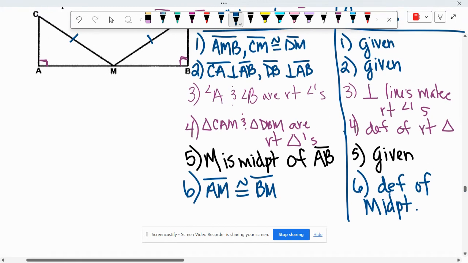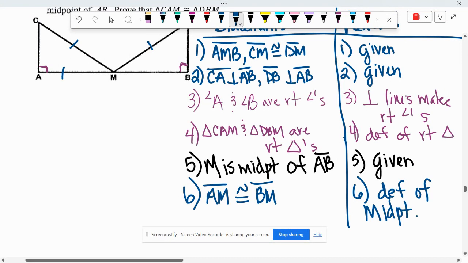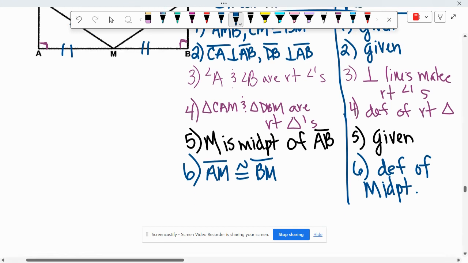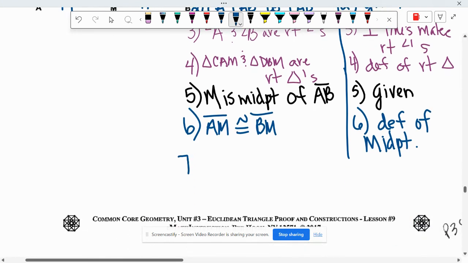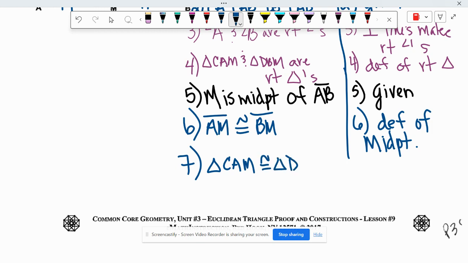Okay, so I've just said that those two segments are congruent to each other, so I need to mark it so I can actually see what's going on. So do I have two right triangles? Yes. Do I have one hypotenuse congruent to another? Yes. Do I have one leg congruent to another? Yes. So that means that the two triangles are what? Let's say it. Statement number 7. Triangle CAM is congruent to triangle DBM.